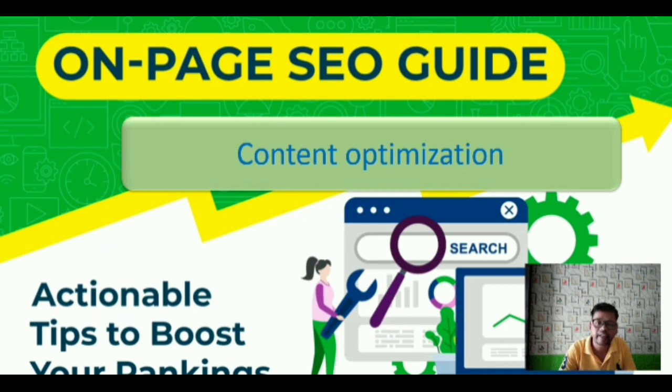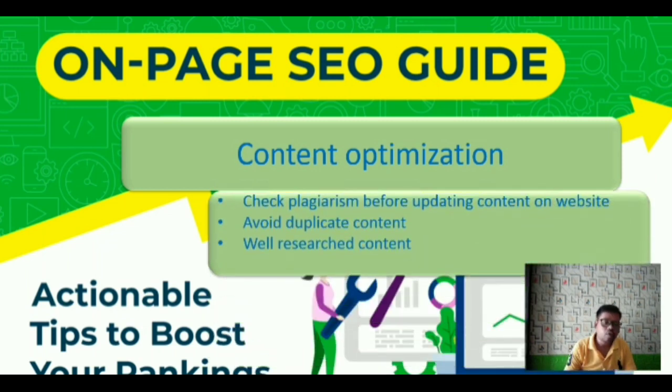Next one is content optimization. Content optimization means, obviously, the first point we discussed: in the first paragraph keywords should be present, and check plagiarism before updating content on the website. It means make sure you do not copy and paste any article from other websites. You have to keep the content unique.